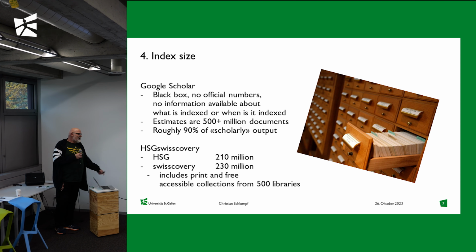HSG Swisscovery, that's rather easy. We hold 210 million documents printed and electronically. If you extend that to Swisscovery, you get 230. That 20 million difference, that is the printed holdings from the other institutions, as well as free archives. I think the ETH library has like a huge archive of photographs. You can all find those. Search for Swissair and grounding with search profile Swisscovery, you will find nice pictures.